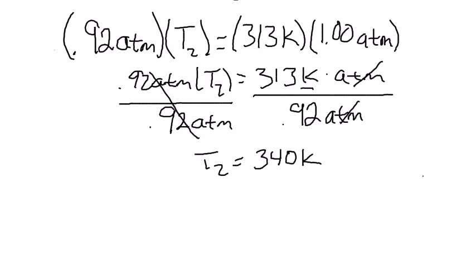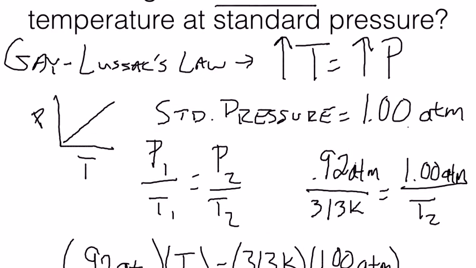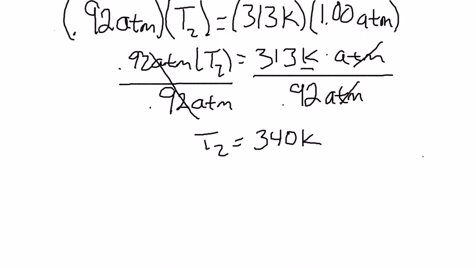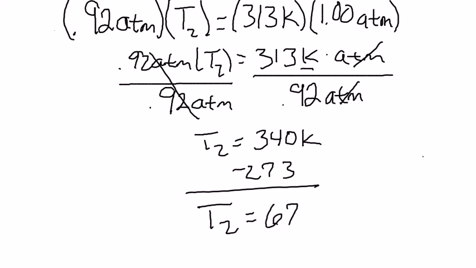And to see how that compares to our initial temperature, that was at 40 degrees Celsius, let's convert this back into degrees Celsius. So remember, to go to degrees Celsius, we just subtract 273 from it. So T2 is equal to 67 degrees Celsius. That would be our final answer.